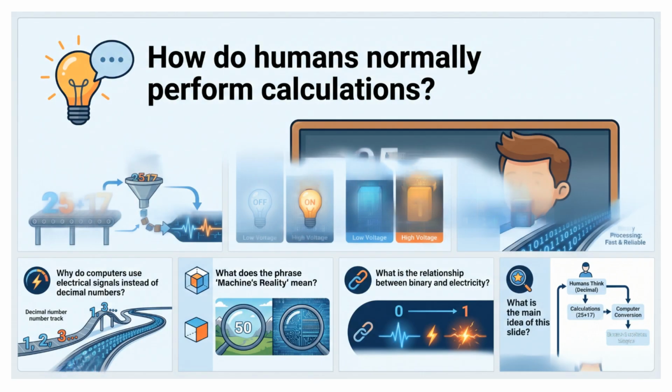Inside the computer, these binary digits are represented as electrical signals. A 0 represents an OFF or low voltage state. A 1 represents an ON or high voltage state. Using these simple electrical states, the computer performs millions and even billions of calculations every second. So while humans think in decimal, computers process everything in binary. And understanding this difference is the key to learning how computers really work.